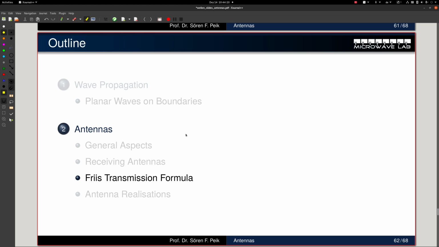Now we know everything about transmitting antennas. We know everything about receiving antennas, and now we can combine these two. What happens when we have a complete link? And that's the exciting step here.